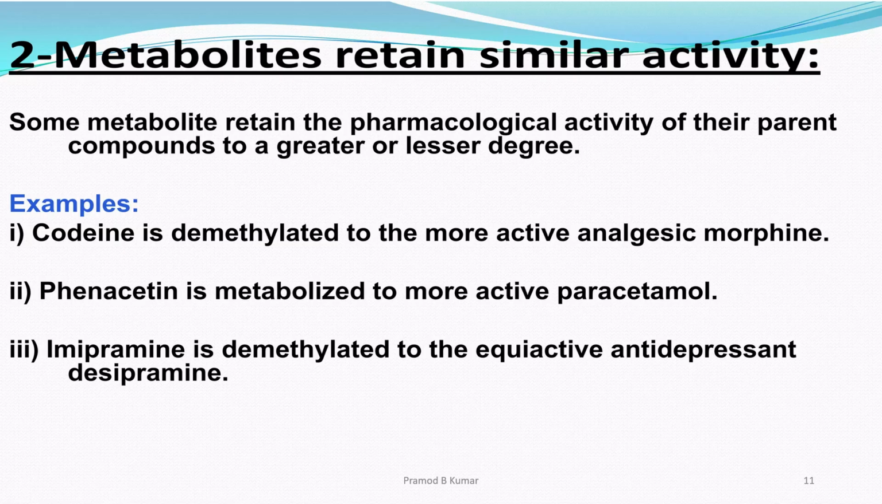lesser degree. Next is phenacetin, which is metabolized to paracetamol. So the acetylated compound gets deacylated to an active paracetamol. Next example is imipramine, which when demethylated gives you the active antidepressant desipramine. So all these compounds retain their activity or show better activity than the parent compounds which are metabolized.